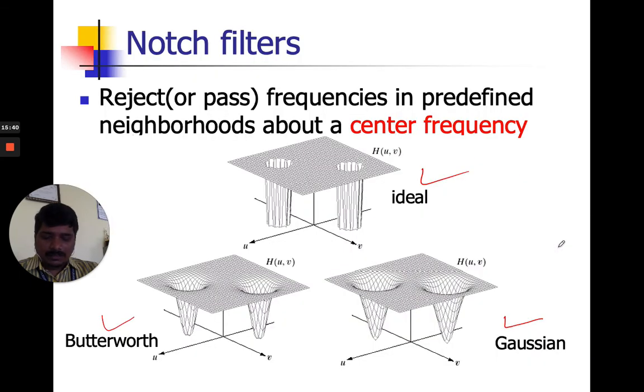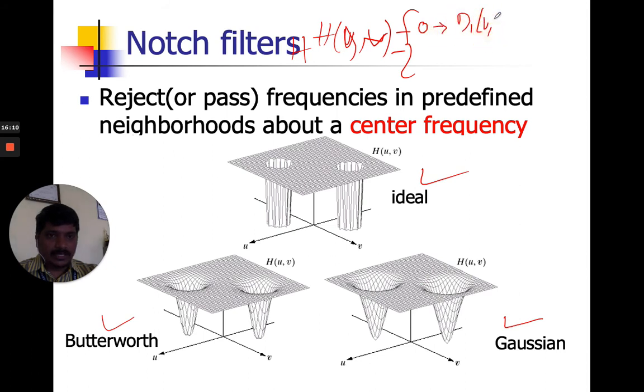We can write the notch filter as H(u,v) equals 0 if D1(u,v) is less than D0 or D2, and 1 otherwise. So this is how the notch filter works.